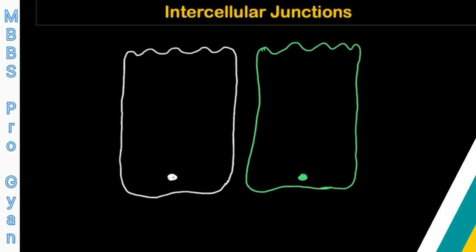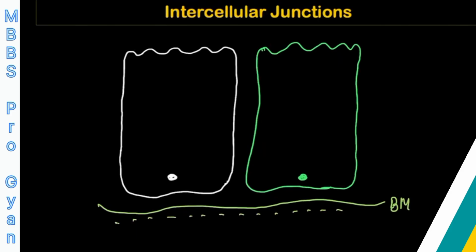So the question is, how do these two epithelium cells remain attached with one another? And the second question is, how does this epithelium cell remain attached with the basement membrane? So this is the basement membrane and extracellular matrix. So cell to cell interaction and cell basement membrane interaction, cell extracellular matrix interaction, right? That we are going to discuss here. So cell to cell interaction.